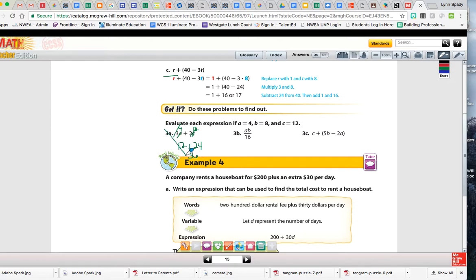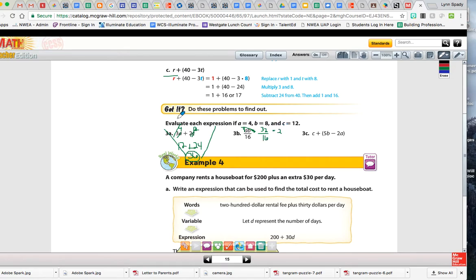Okay, so it kind of looks like a funnel in the end. It starts out large and it boils down to that last simplified answer, 36. AB means A times B, or in this case, 4 times 8, not 48, but 4 times 8 is 32. And then 32 divided by 16, we can simplify that further to equal 2.